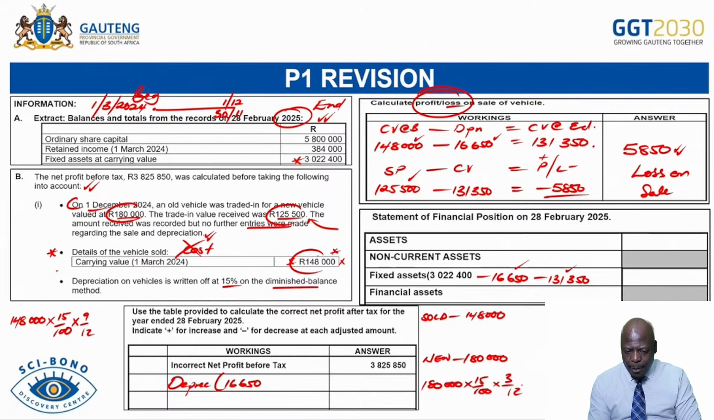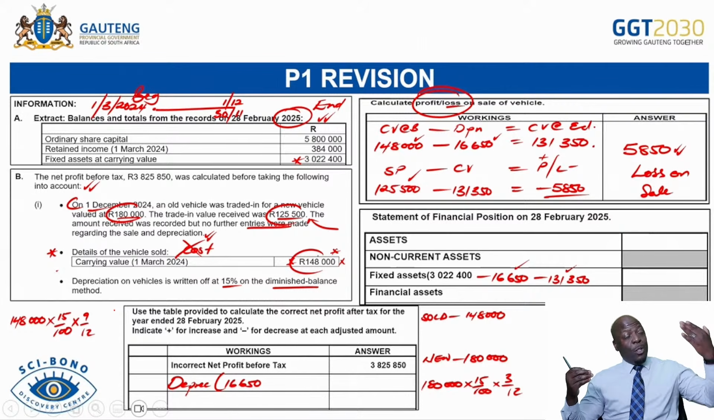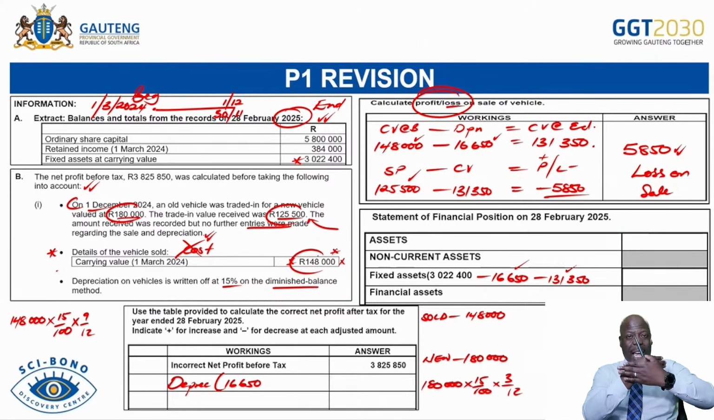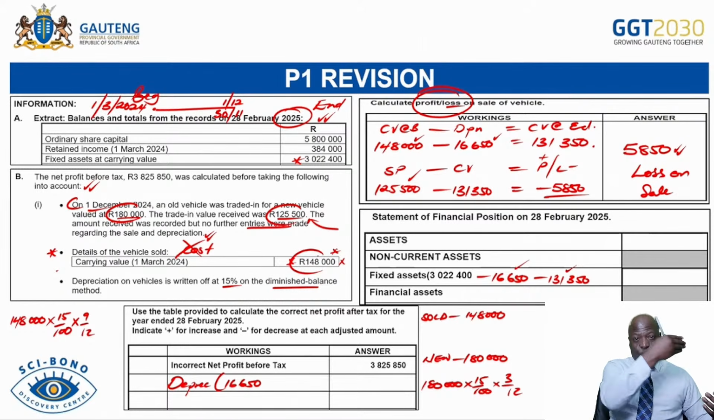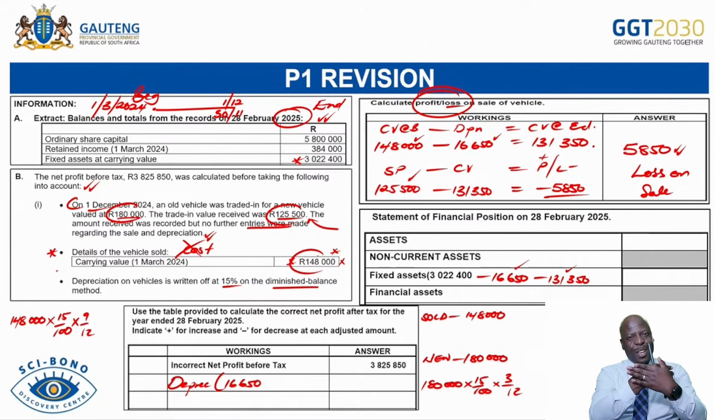If you use the other method, you would understand that trade-in means one is coming in, one is going out. So when the old one, the sold one, is going out after 9 months, then the new one is only going to be there for 3 months, so that we end up with 12 months.